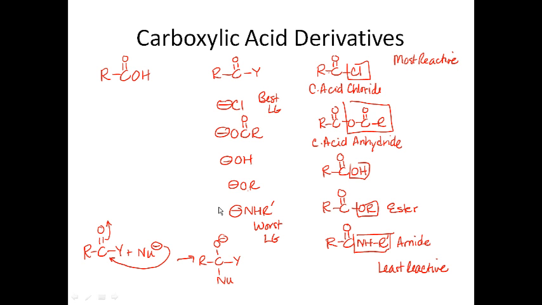So in this case, this pair of electrons on the oxygen tries to come back down. And now we're going to have a competition between the Y group leaving or the nucleophile leaving. Of course, if the nucleophile leaves, I go right back to the beginning. If, on the other hand, the Y group leaves, then I would end up forming the carbonyl with now the nucleophile substituted for the Y group.